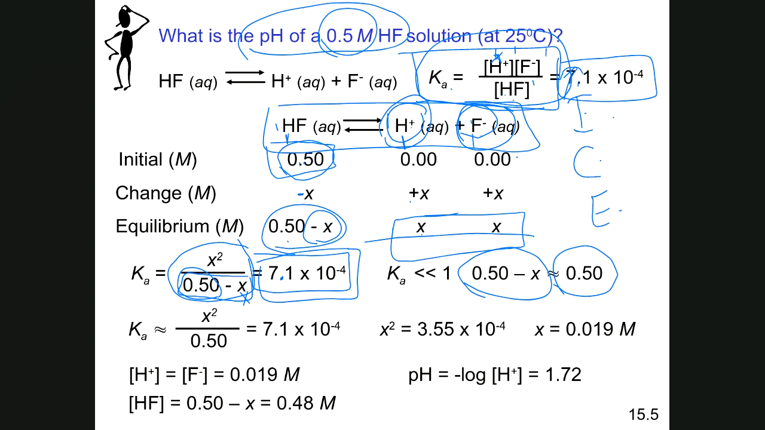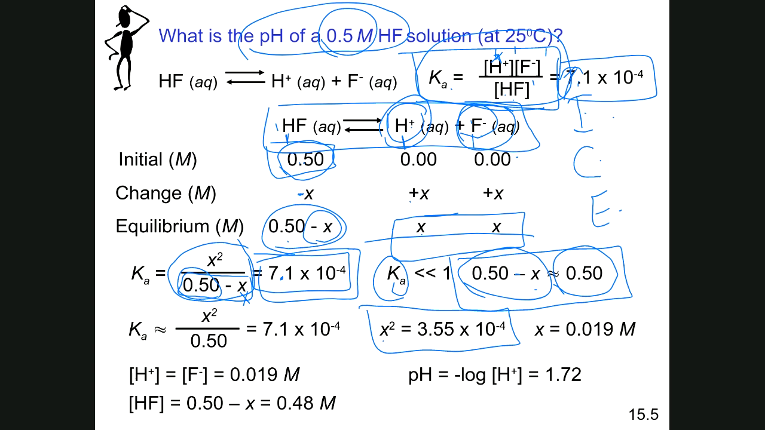Because the K value is a small number, it's assumed that X is going to be a very small number. And if X is very small, you can say this approximation is valid. So you can approximate this, and it's going to be much simpler to solve. So Ka times 0.5 equals X squared. Then you take the square root to get the value for X.